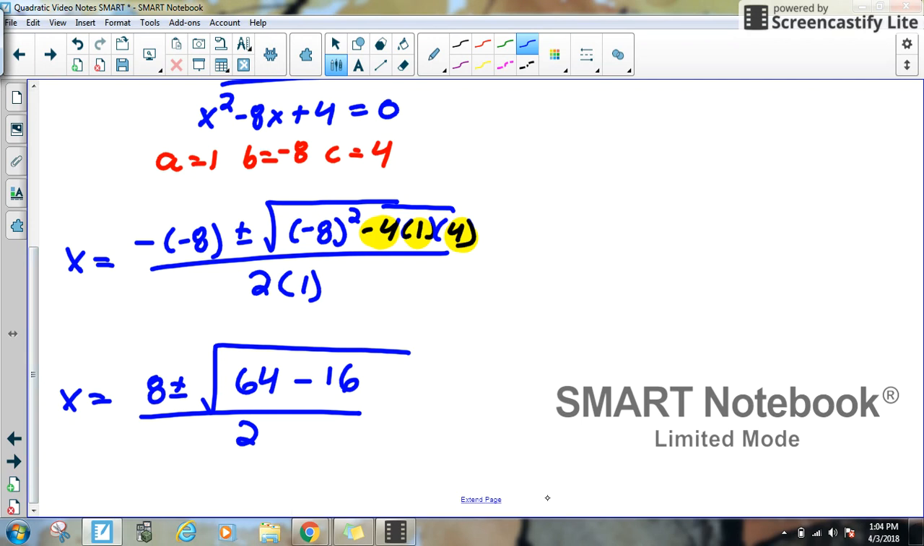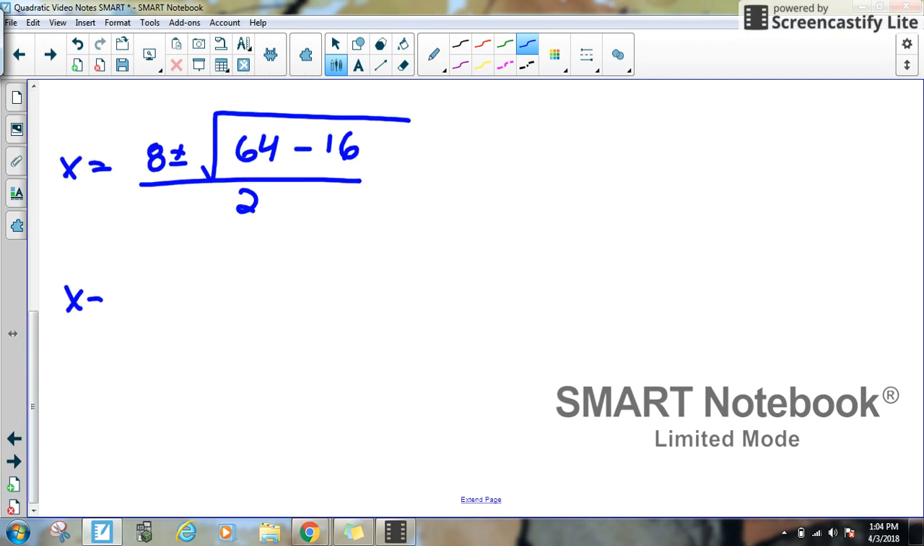Okay, so let's go ahead and scooch this down. So this is going to equal 8 plus or minus the square root of 64 minus 16. Well, let's see, 64 minus 10 will be 54. And if I take away 4, I'm at 50. So this would be 48, I believe. 48 over 2.